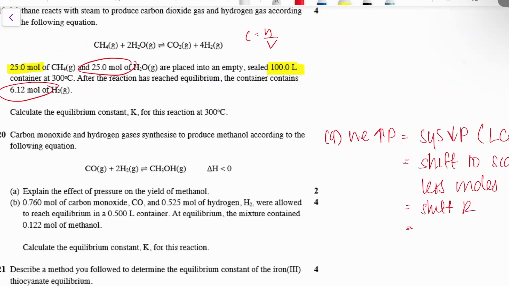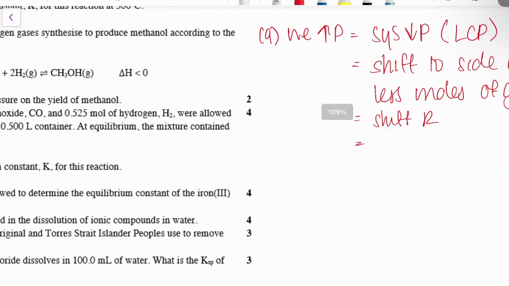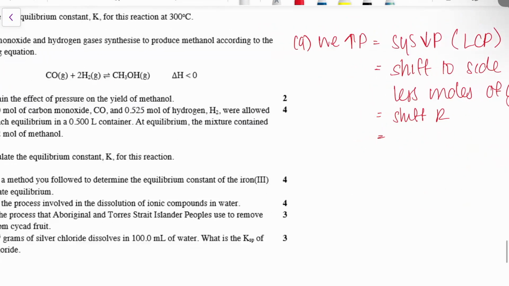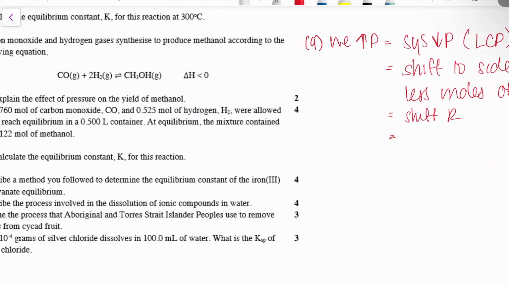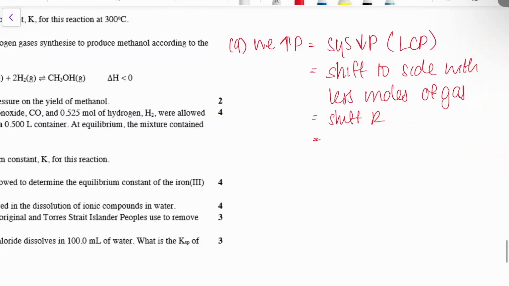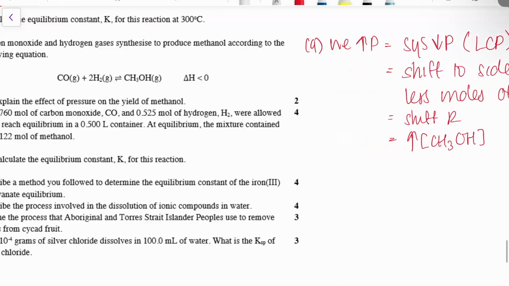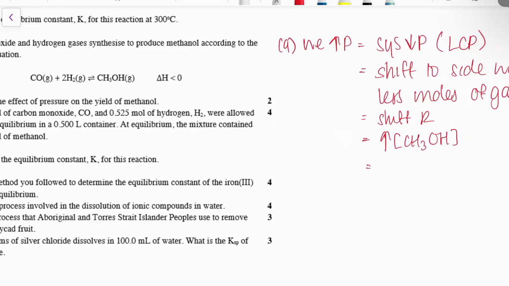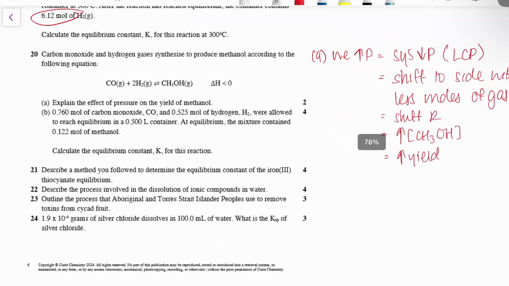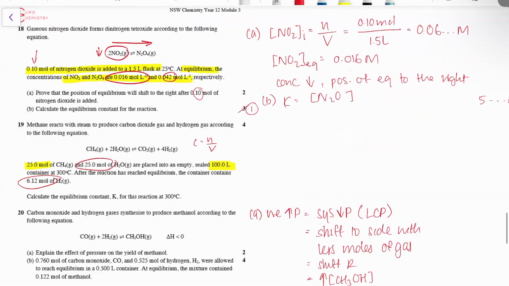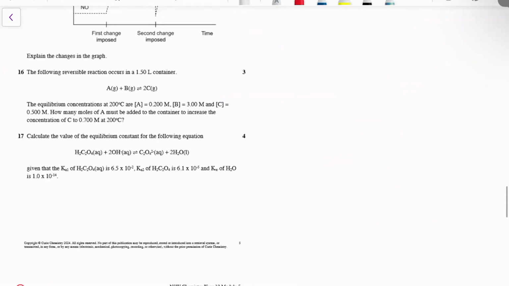And then when you shift to the right, what are we making? Methanol. CH3OH is methanol. So we're going to increase the concentration of CH3OH. The question's asking you for the effect on the yield of methanol. So if you're making more methanol, then the yield by definition is increasing, because yield is by definition how much you make. So if you're making more, then you're increasing the yield. Okay, good.